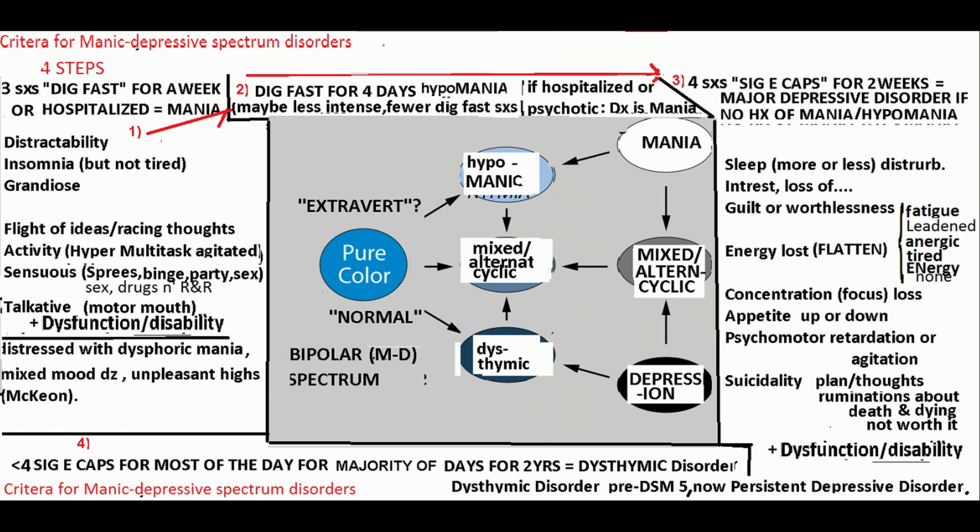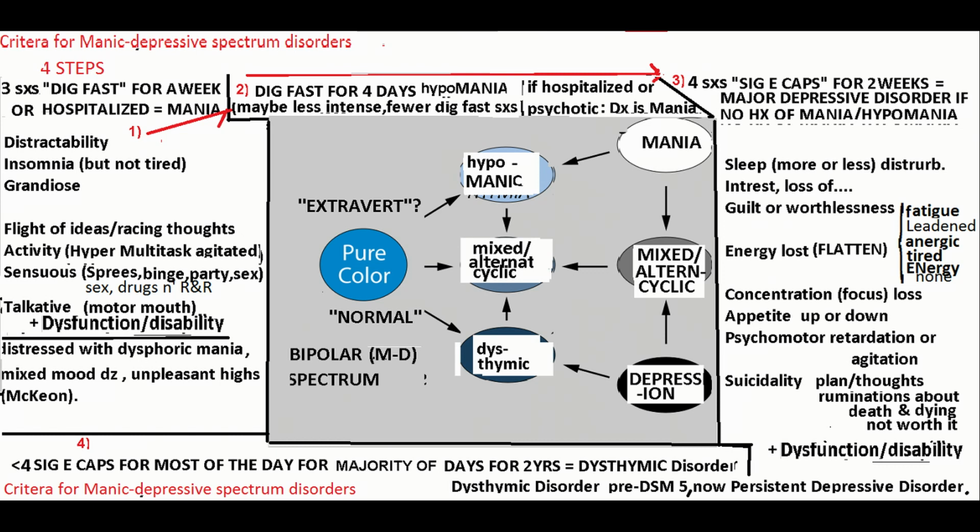Down the bottom left corner here, there's a 4 there, and more than 4 of these depressive symptoms for most of the day, for the majority of the days, for 2 years. That's this dysthymic disorder. These lesser disorders like hypomania and dysthymia are basically the symptoms, and when they're tied up with time duration, then they become syndromes.